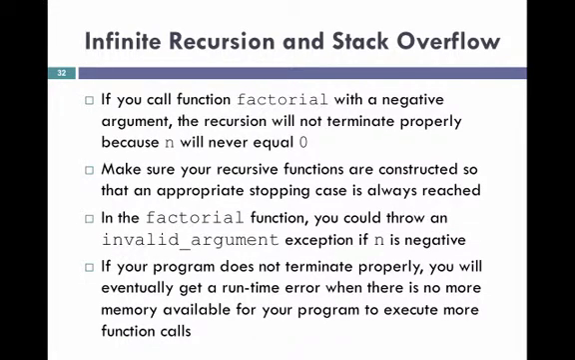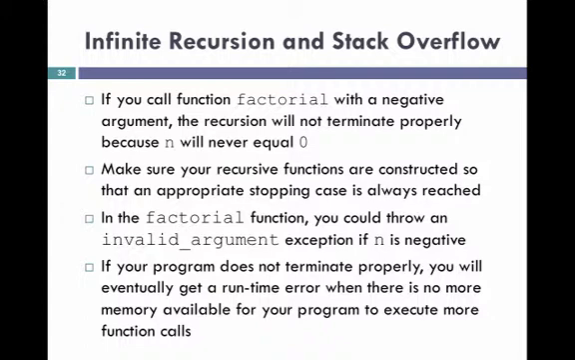Now if you call function factorial with a negative argument, the recursion will not terminate properly because n will never be equal to 0. So we have to make sure our recursive functions are constructed so that an appropriate stopping case is always reached. We want to avoid an infinite algorithm. So in the factorial function, we could throw an invalid argument exception if n is negative.